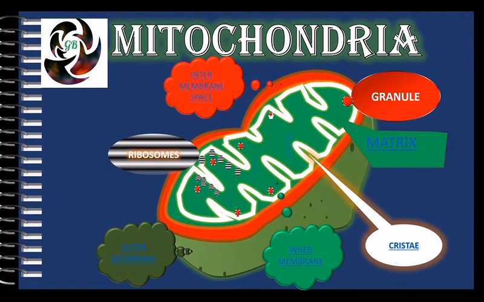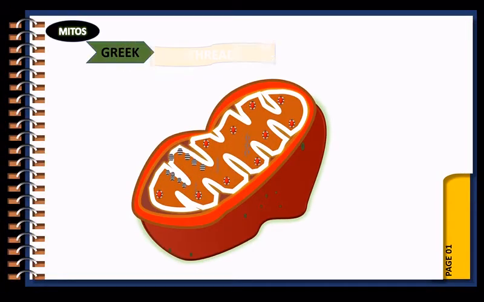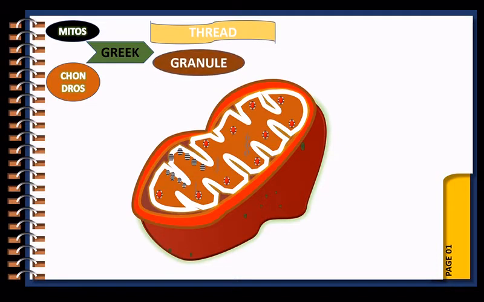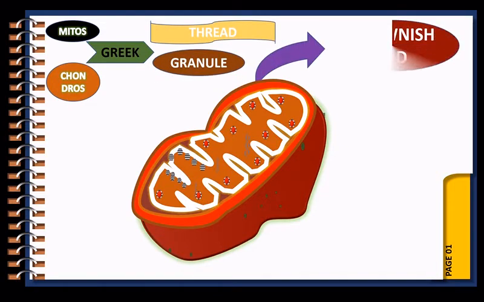In today's video, we're gonna see about mitochondria. Mitochondria: mitos in Greek means thread and chondros in Greek means granules. It is brownish red in color. Imagine if we had no melanin in our body, then we would look brownish red in color, because it is the only colored organelle present in our body.